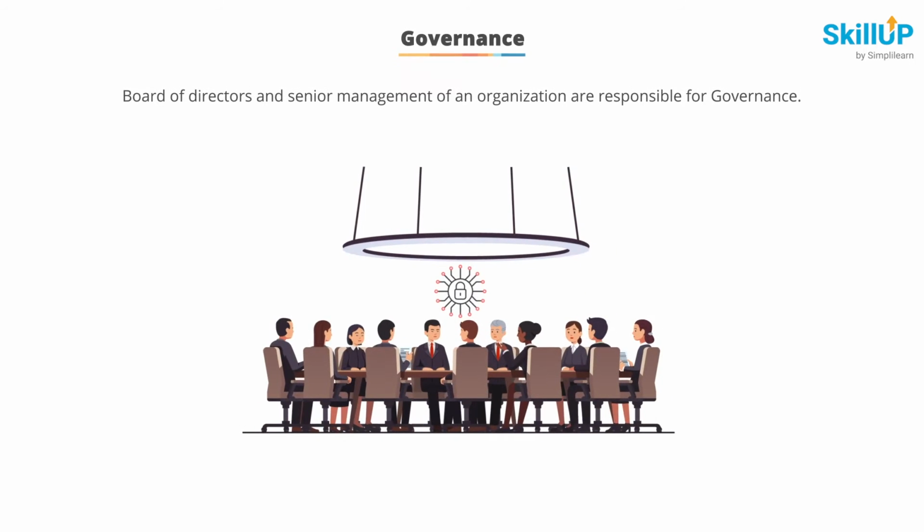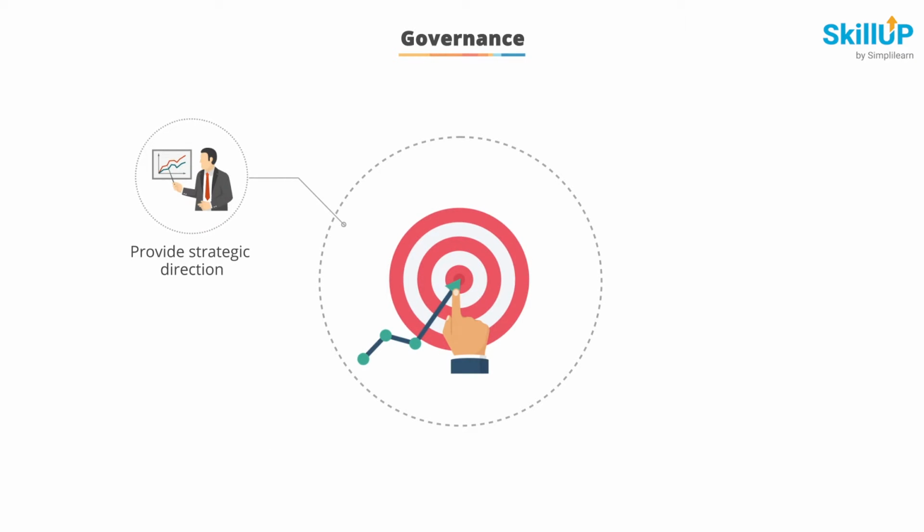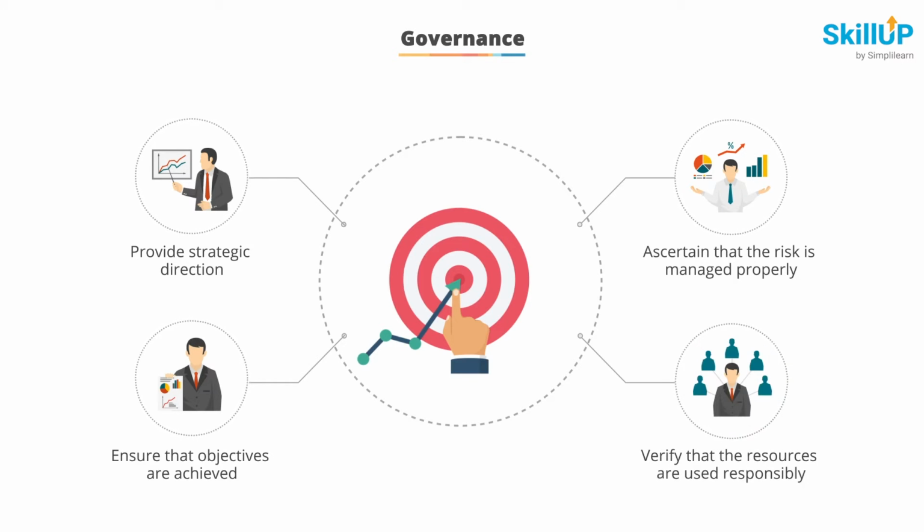Governance. It is the responsibility of the board of directors and senior management of the organization. A governance program has several goals: provide strategic direction, ensure that objectives are achieved, ascertain whether risk is being managed appropriately, verify that the organization's resources are being used responsibly.